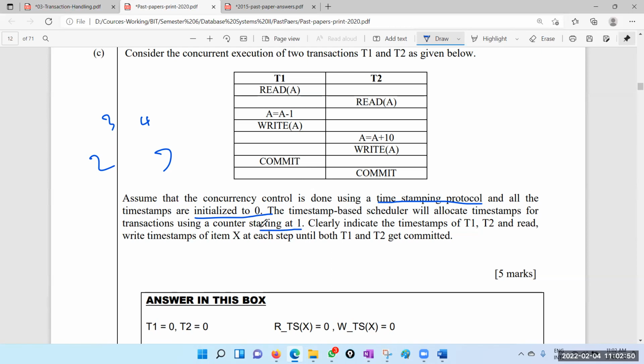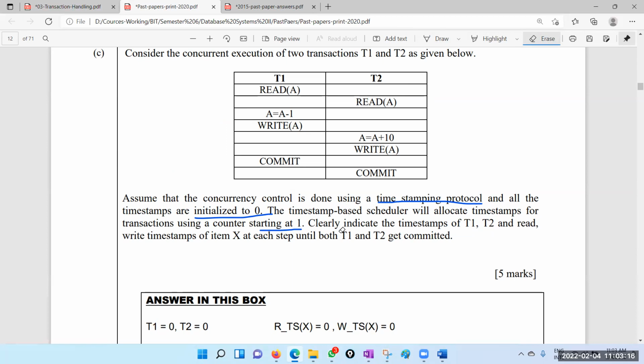So you just assume a transaction using a counter starting at 1. You can say this is timestamp 1, 2, 3, 4, 5, 6, 7, 8. Time unit 1, time unit 2. That is good enough for you. It's perfectly okay. You don't need the exact timestamp, and you don't need the exact time difference.